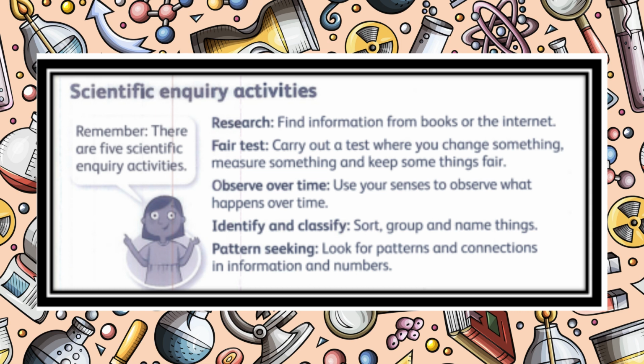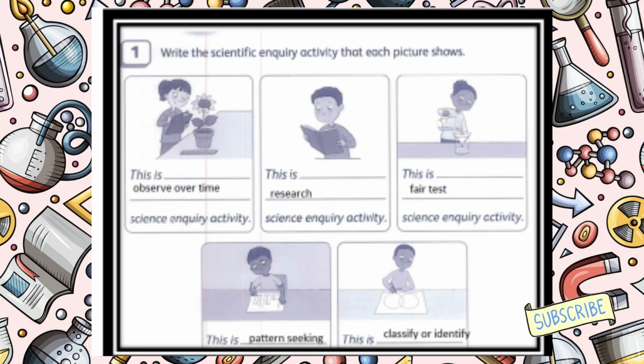Now observe over time. Use your senses to observe what happens over time. Identify and classify: sort, group, and name things. You have to identify and you can make groups. Pattern seeking: look for patterns and connections, information, and numbers. Now, on this page, you have to write the scientific inquiry activity that each picture shows.